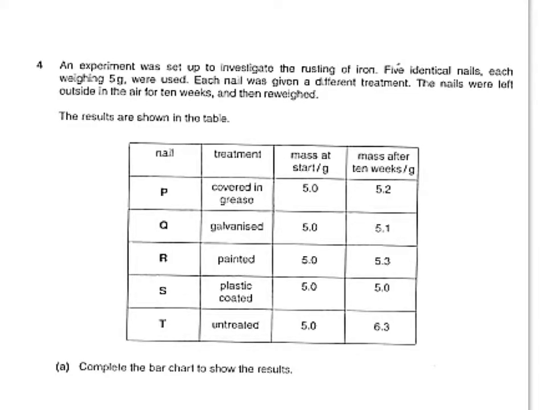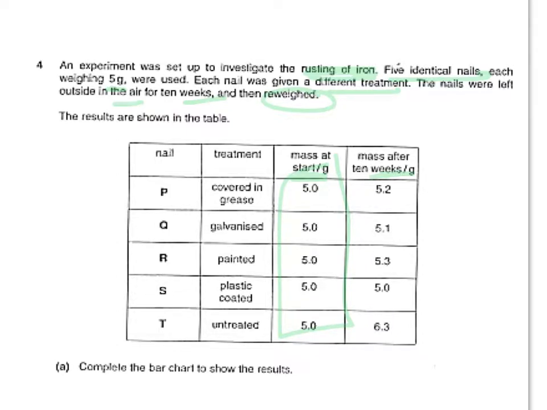Okay, question 4, not very clear on this, but it's okay. It's trying to investigate the rusting of iron. 5 nails, each weighing the same mass. Different treatment, left in the air for 10 weeks, and then they weigh it again. So you have a before and after. Before is all 5, then after there's some change.